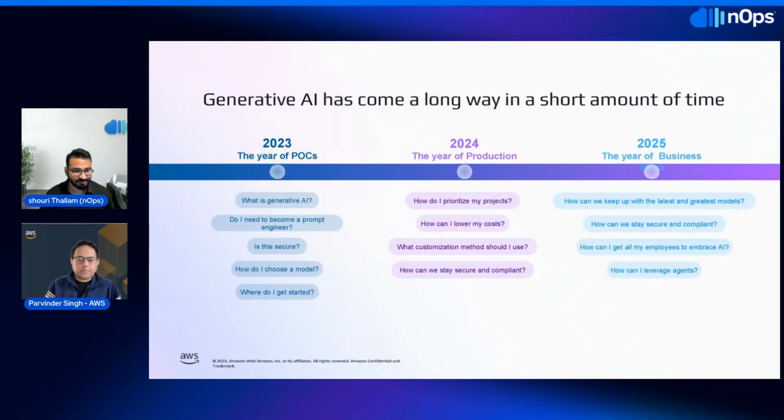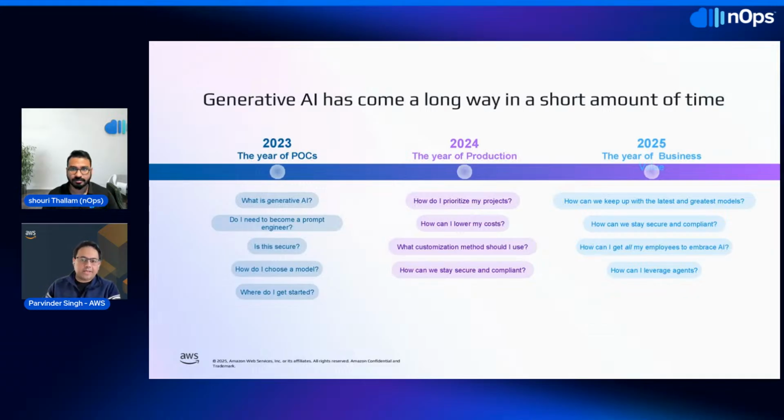Hi, everyone. I'm Parvinder Singh. I'm a partner solutions architect with AWS. I engage with ISVs like ANOPS on the build and market side of things, including GTM, how we co-innovate and add value to customers. So tying back to how Shori was explaining the model assessments and migration.